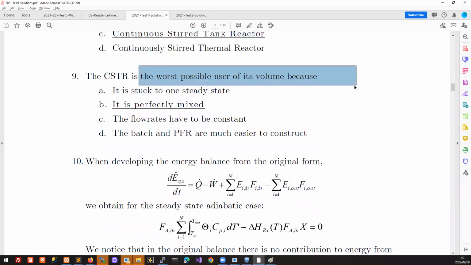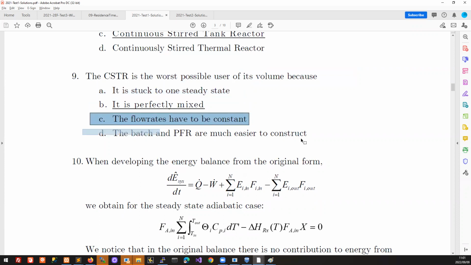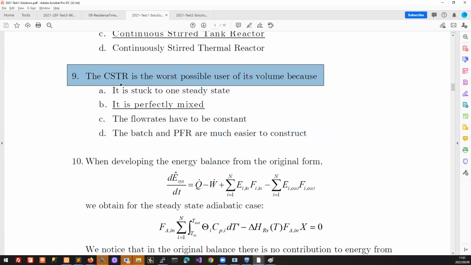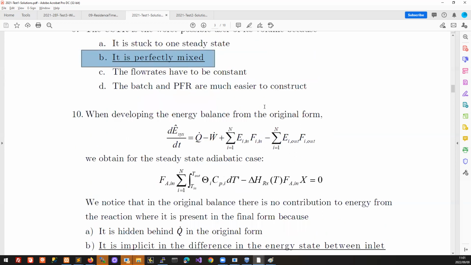CSTR is the worst possible use of the volume because, and we've said this many times, right? It's not true that there's only one steady state. You can have multiple steady states, as we saw. The flow rates don't have to be constant. And about it being easier to construct, that's not why it's so. In fact, a CSTR is the easiest one to construct. But because it's perfectly mixed, we are stuck to one concentration everywhere. And so that's why we get the lowest rate in the CSTR.